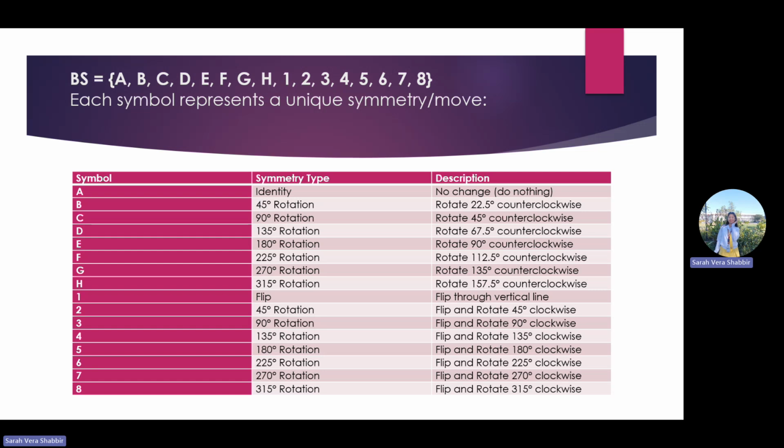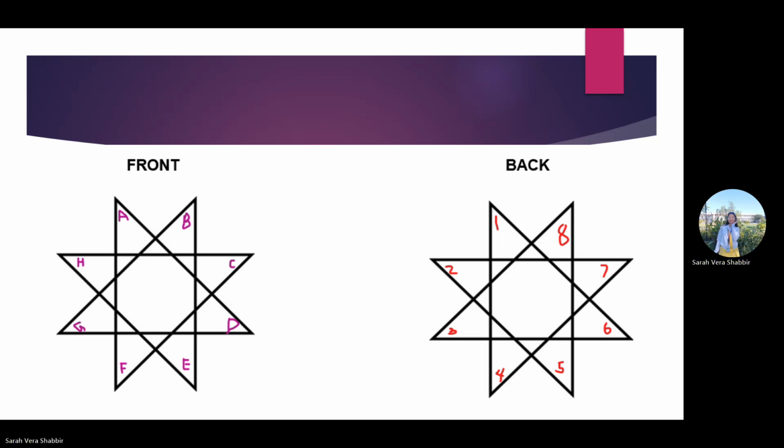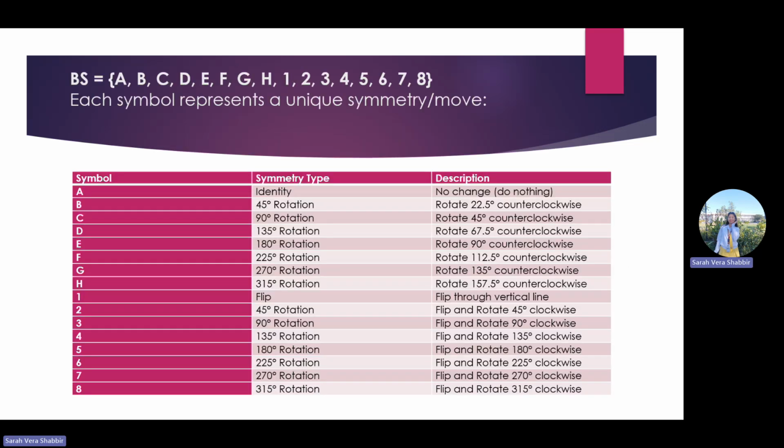So when we have the symbol A, meaning we will not do anything on our model. If this is the original model, then when we use the letter A, it will be the same. And for the next symbol, we have letter B, which has a symmetry type, 45-degree rotation, and the description is rotate.